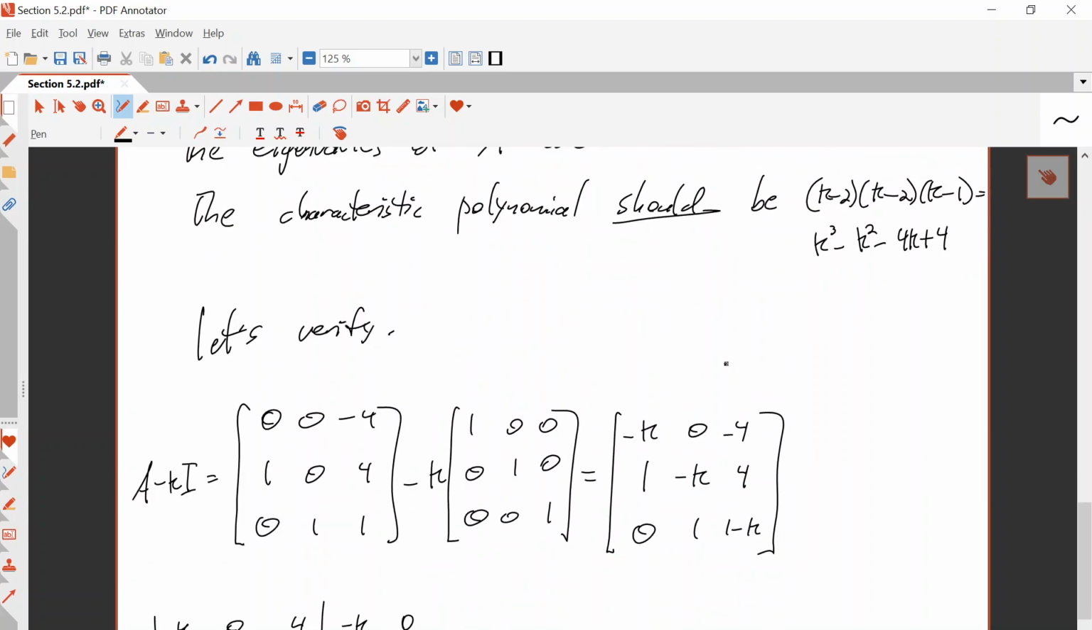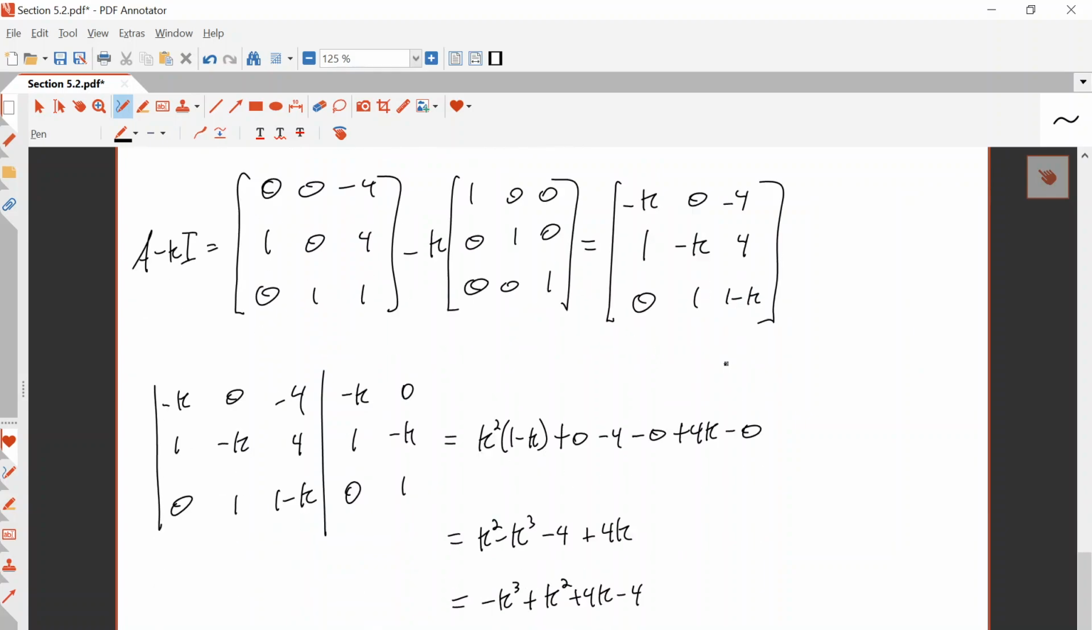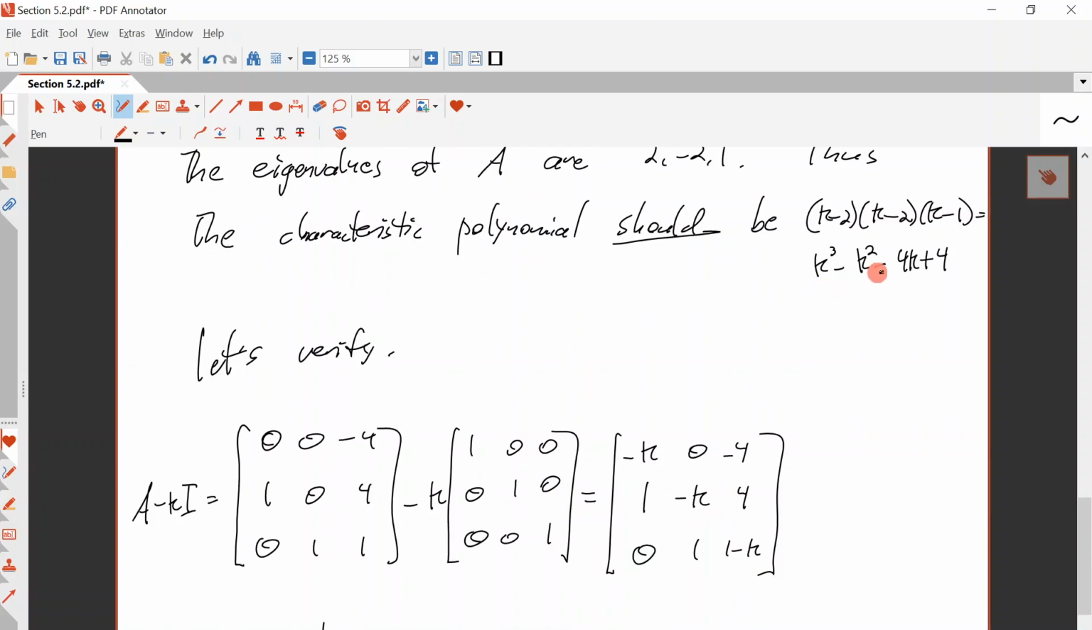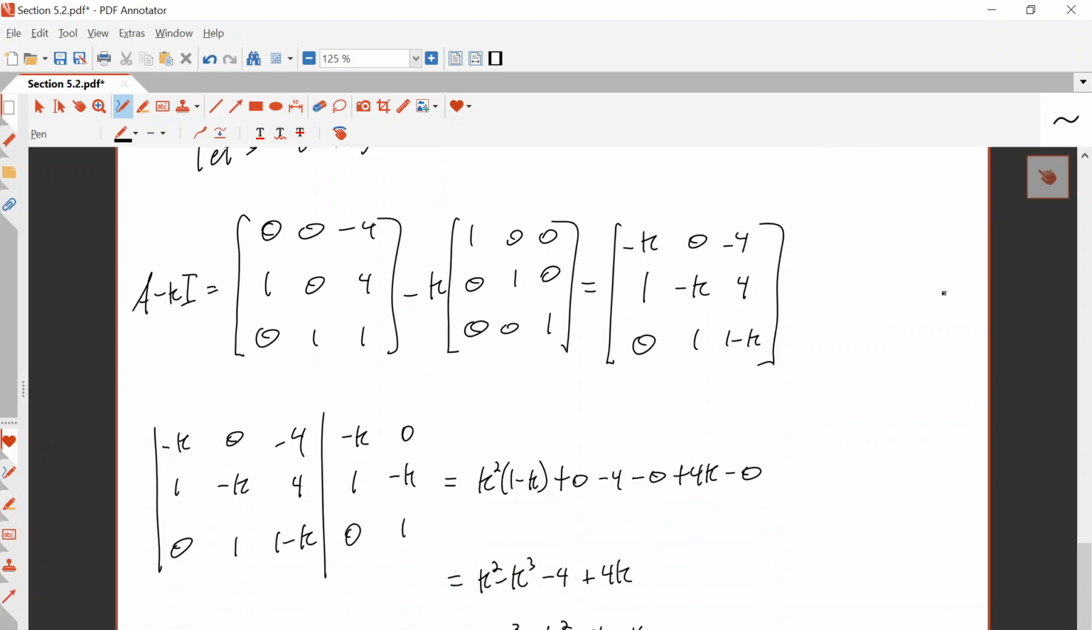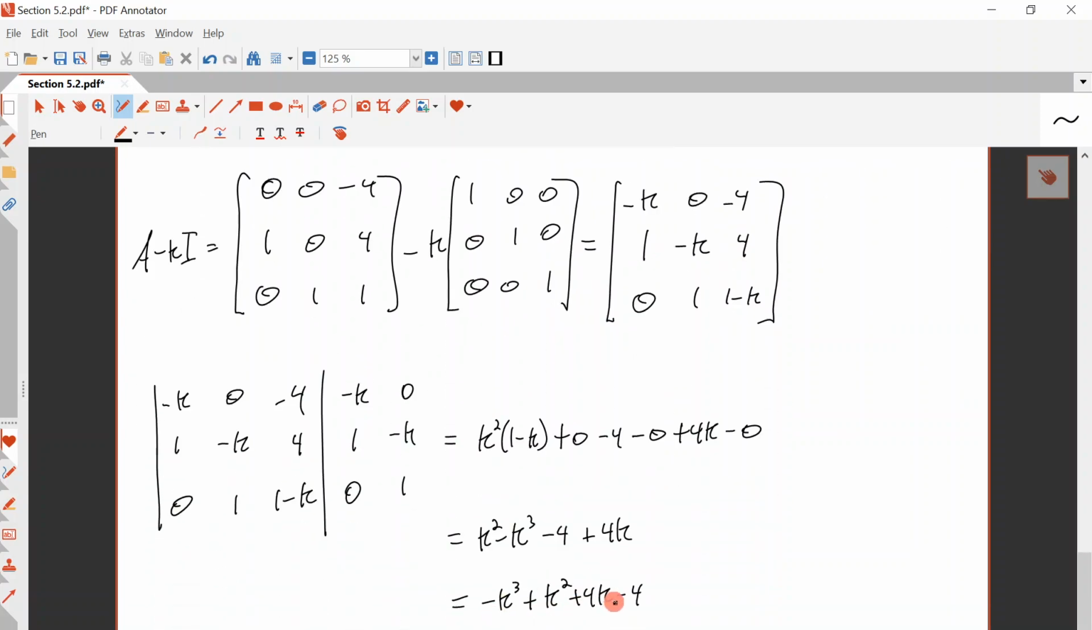which is the negative of that. Minus k, so it's plus, minus, minus, plus. No, something went wrong. What did we do? Oh, no, that's right. Plus, minus, minus, plus. And this one is minus, plus, plus, minus. So this is just the negative of what we thought it should be: k to the third minus k squared minus 4k plus 4.